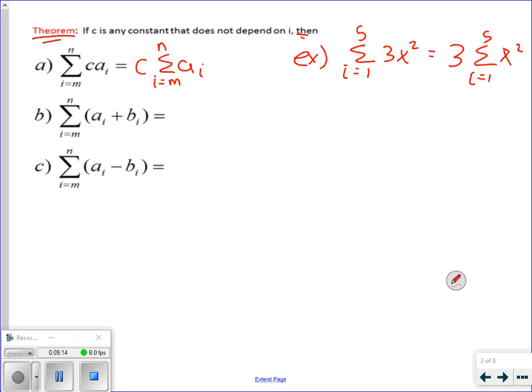For b and c, it's just like limits. You can split these apart. So you can have the summation i equals m to n of the first function, and then plus the summation i equals m to n of the second function. Same thing for subtraction. It's the same thing, but with a subtraction symbol.